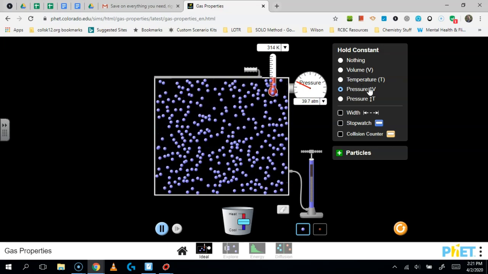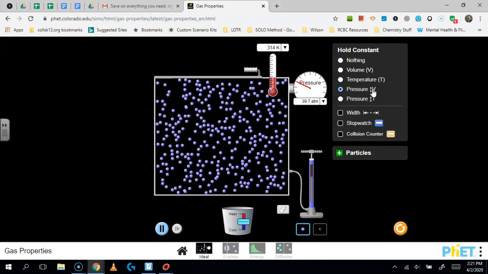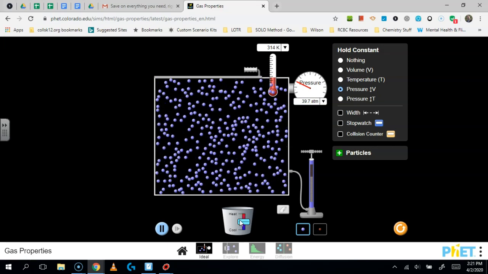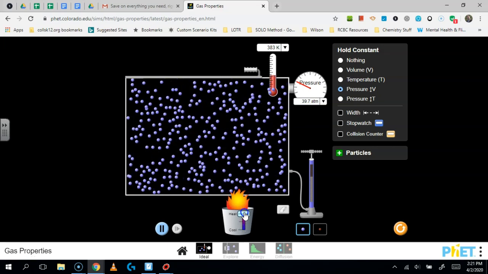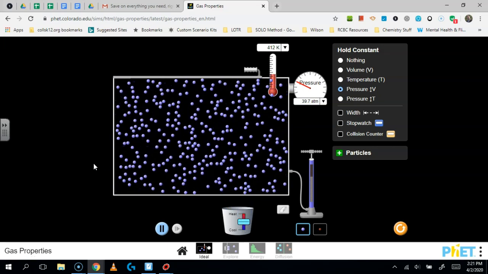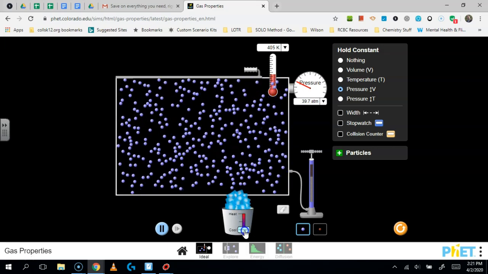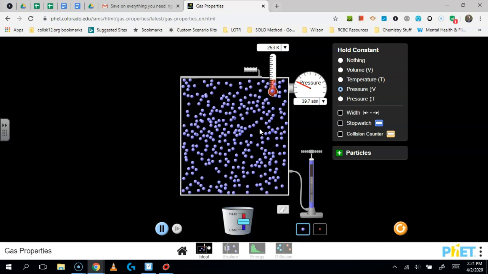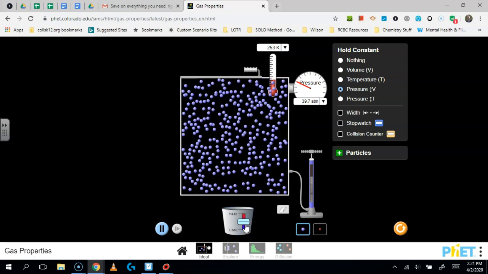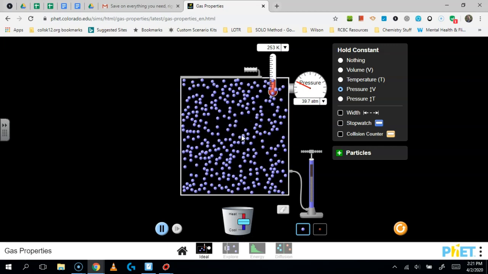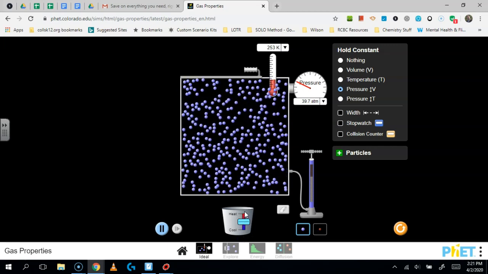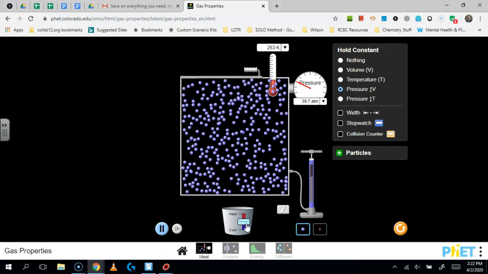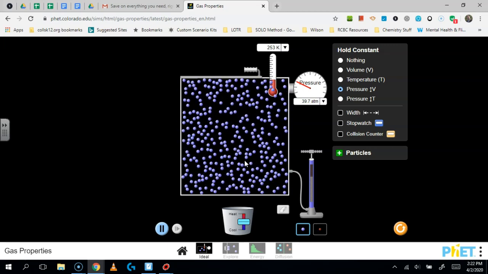So I'm going to hold pressure constant, and this little thing means that the volume is the thing that can change up and down. Okay, so as I heat things up, notice what happens to the volume. The volume gets bigger. This thing gets much bigger. As I cool things down, notice this thing gets much smaller. And so that's the relationship that you would have. As you heat things up, the volume gets bigger. As you cool things down, the volume gets smaller. Now that makes a lot of sense.